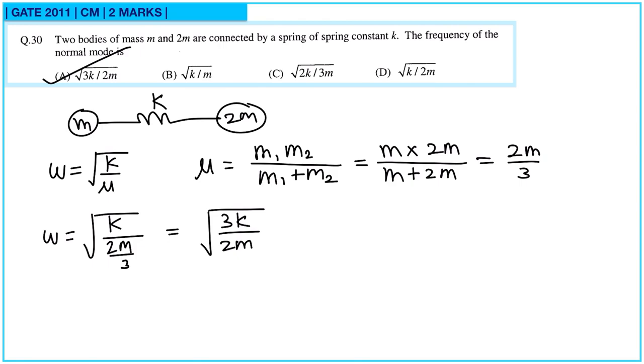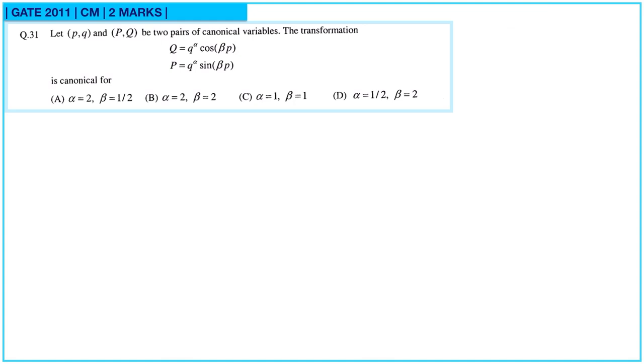Next question. Let Q, P and q, p be the pairs of canonical variables. The transformation is canonical for... So Q and P is given. For canonical transformation, the Poisson bracket should be equal to 1. So dou Q by dou q, dou P by dou p minus dou Q by dou p, dou P by dou q. This should be equal to 1.